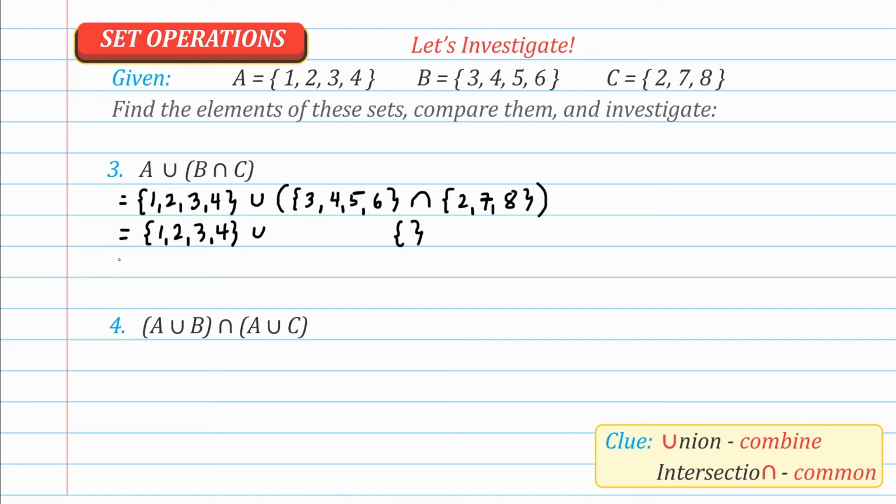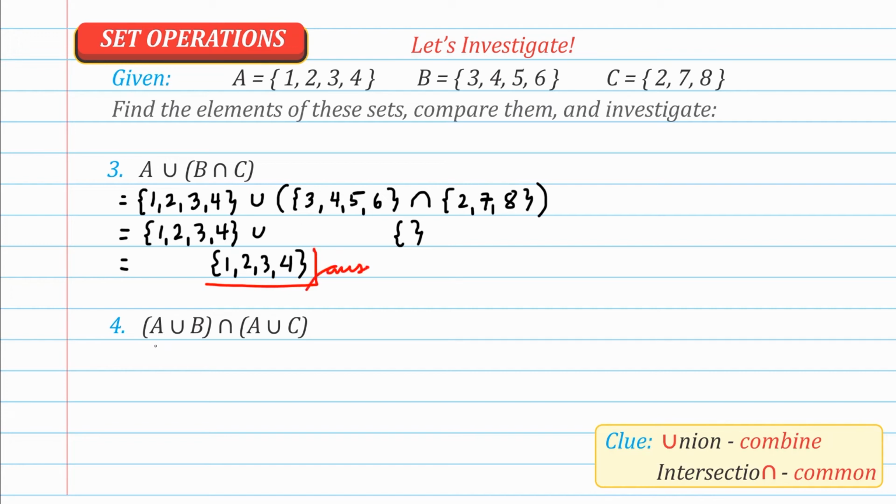Okay, next we continue. Ano na nga ang gagawin natin next? Get the union. So when you say union, it means combine, as you can see here. So doing that, we are combining 1, 2, 3, 4, and the null set. Pag pinagsama sila, I mean, is 1, 2, 3, 4. Okay, so finally, we have the elements of this set.